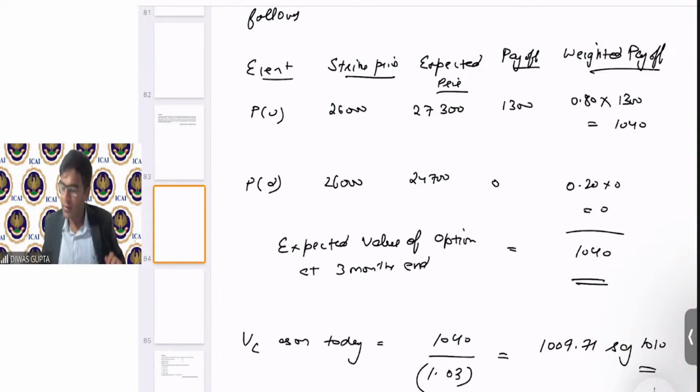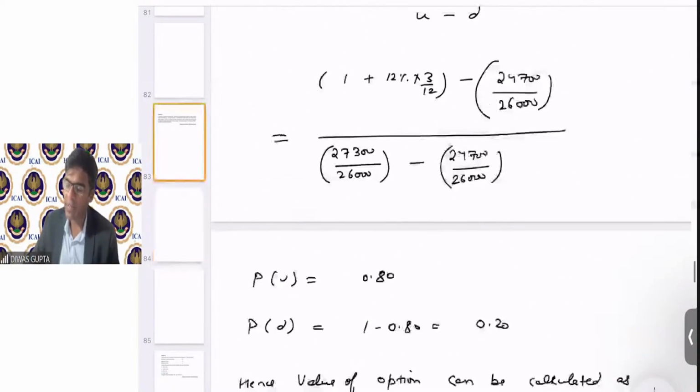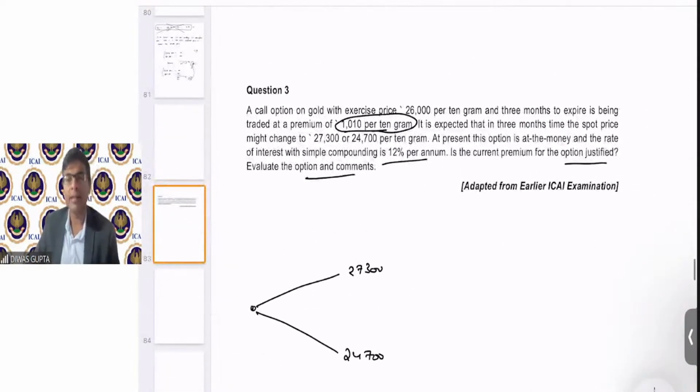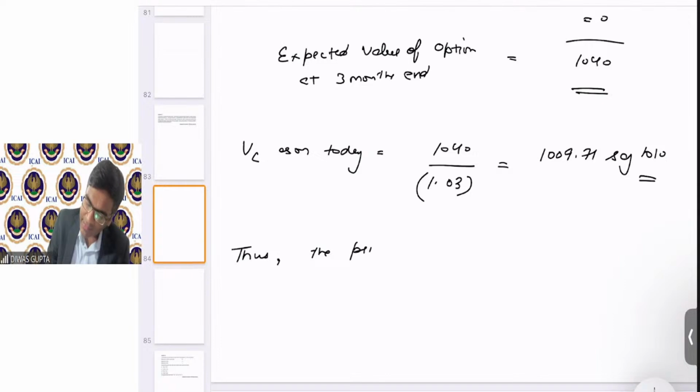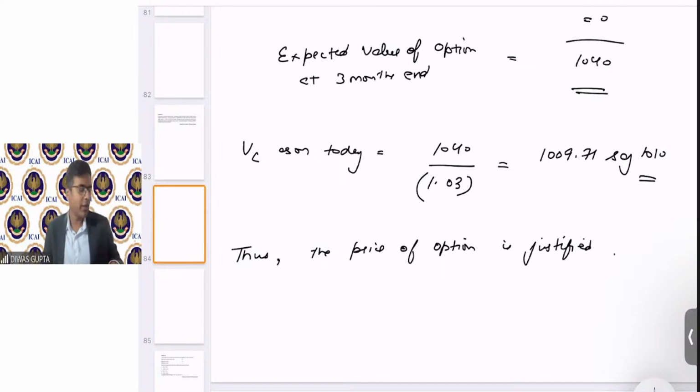So now students, since we have got the answer, can we compare this with what it is currently being traded at? Yes. So in the question also, it is said that it is trading at 1010. So can we say that the option price is justified? Yes, because the calculation also is coming at 1010. So we can say that thus the price of the option is justified. Okay, students? Clear?